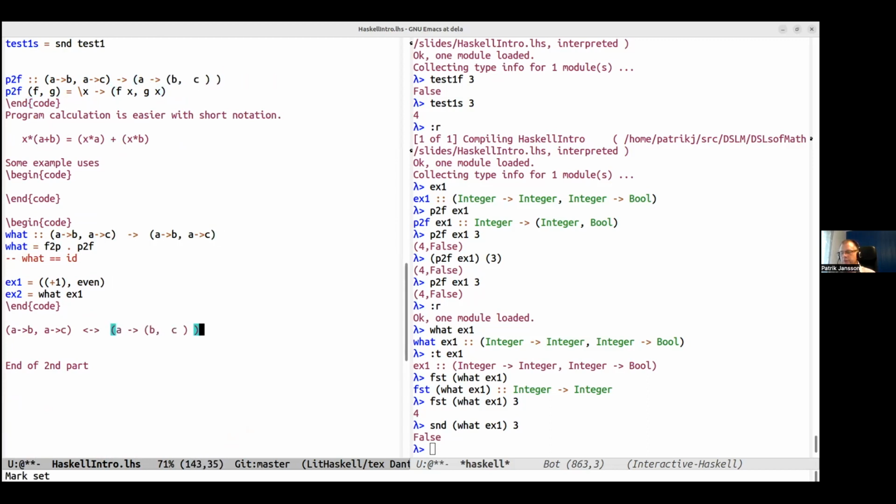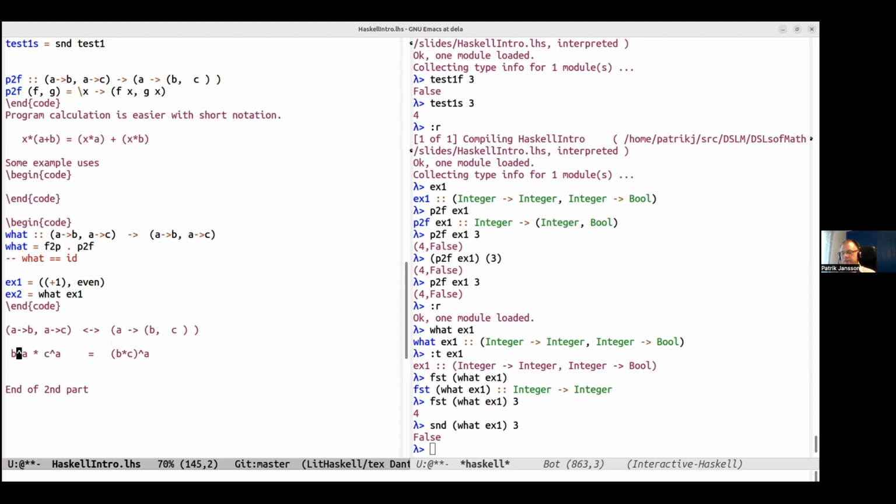So we've written functions in both directions between these two. And A arrow B can also be read as B to the power of A. And pairing can be read as multiplication. So this is C to the power of A. So B to the power of A times C to the power of A equals, well, what do we have here? Here we have B times C to the power of A.